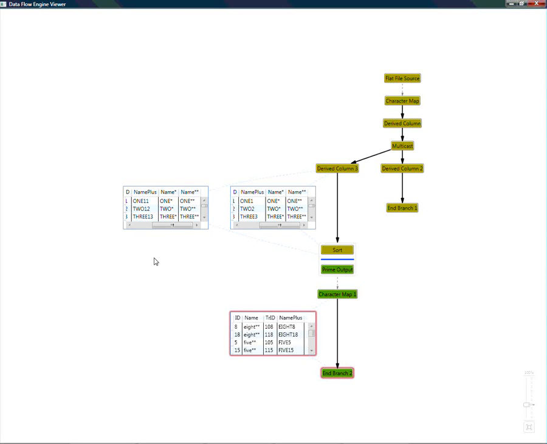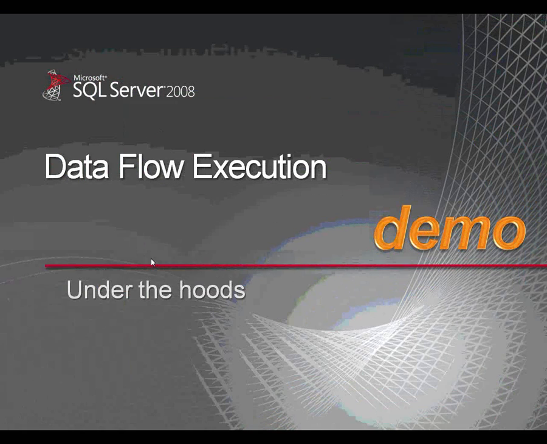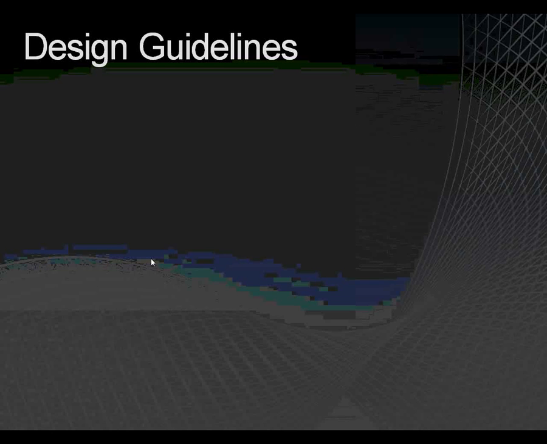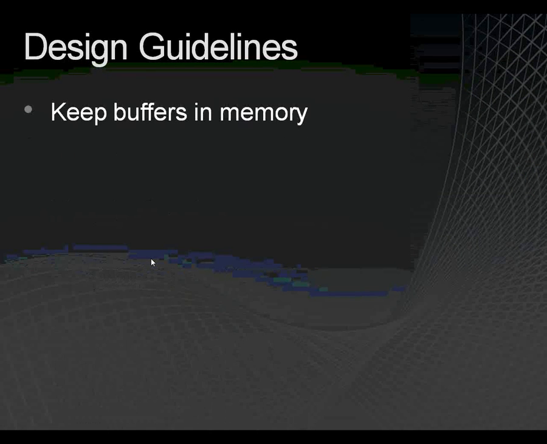At this moment, we are going to switch back to the slides to do a brief recapitulation. Here are some tips we could derive from the previous demonstration. You should always try to keep your buffers in memory. Estimate how much memory will be required by data flow by knowing the size of your data set and the column metadata used to define buffers. Hopefully, the demonstration you just saw would help in that.